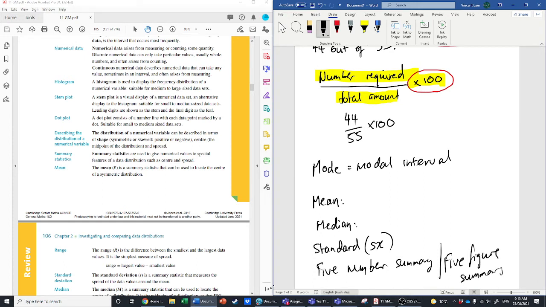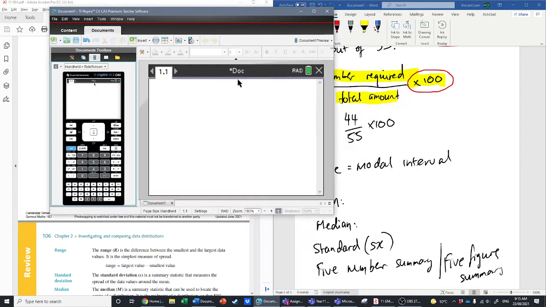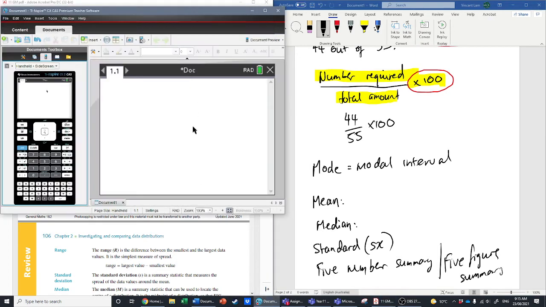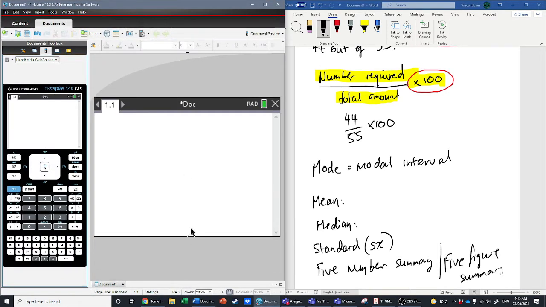Alright, so the mode is the most occurring. You cannot get that on the calculator. Okay, it's too easy, so the calculator won't do it. But the mean, the median, the standard deviation, and the 5-figure summary, you can do it.